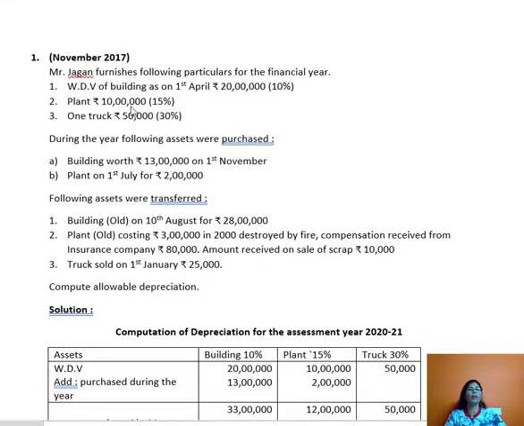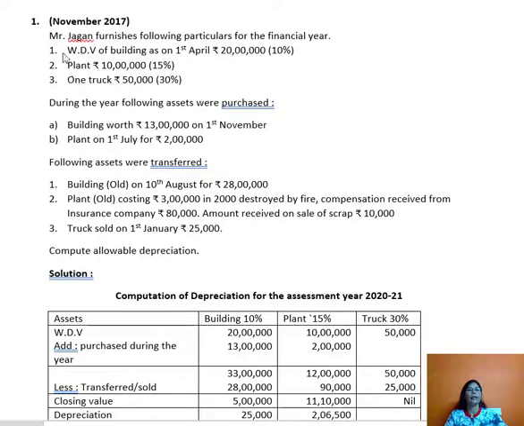So this problem appeared in November 2017. So let us see the information. Mr. Jagan furnishes the following particulars for the financial year. Written down value of building as on 1st April is 20 lakh, and 10% is the rate of depreciation.